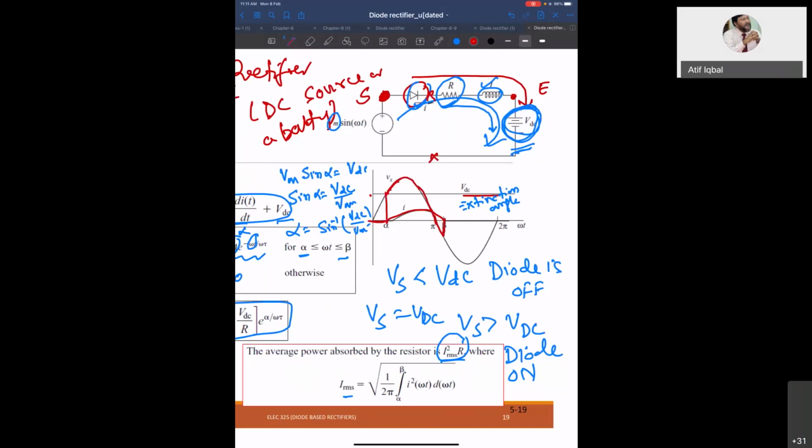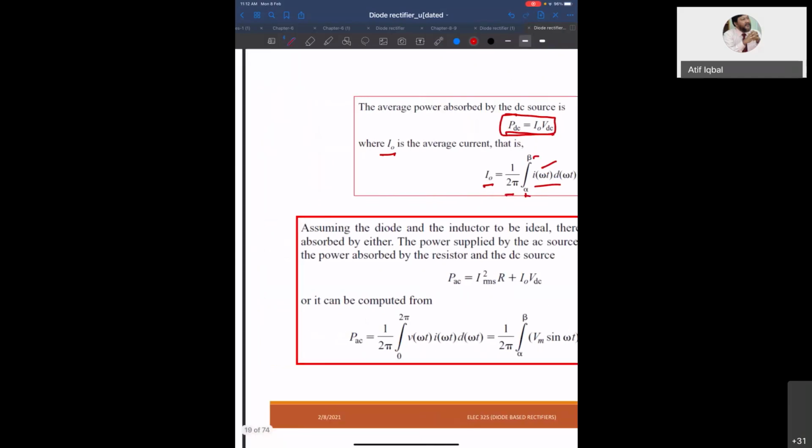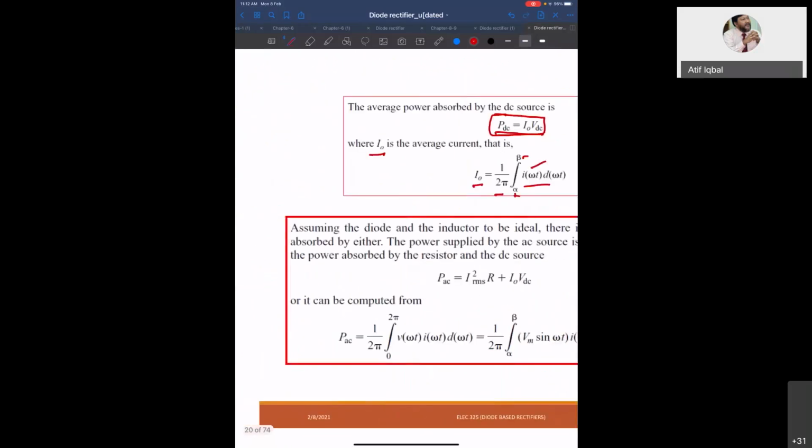So this is the current waveform that is shown. This is the source voltage that is shown. So you will have some negative voltage across the load also, and that is happening because of the inductor effect. So now the average power absorbed by the DC source is I naught into VDC. And how do you get the average current? The average current is 1 by the time period times the integral from alpha to beta of I of omega t d omega t. What is I omega t? I omega t is this.